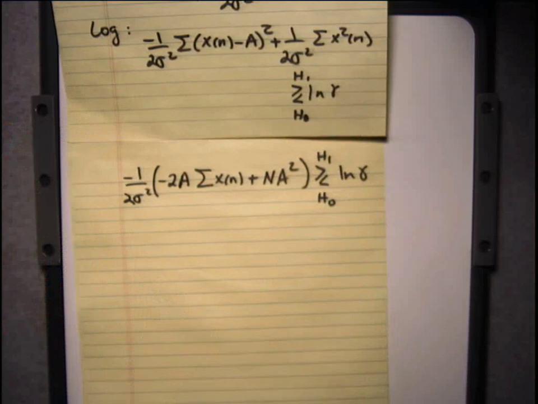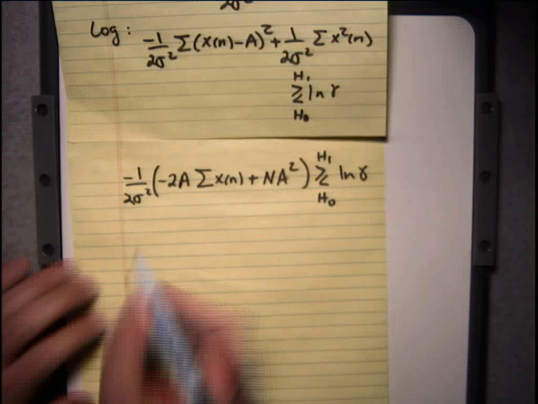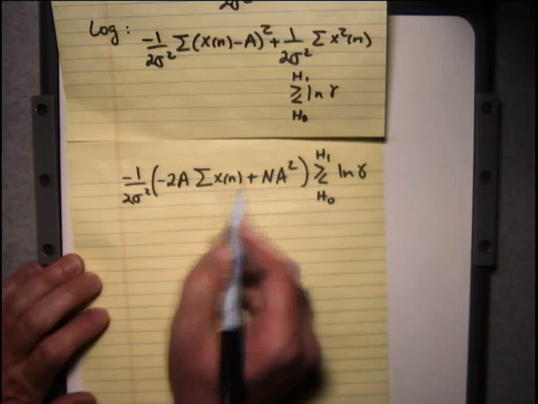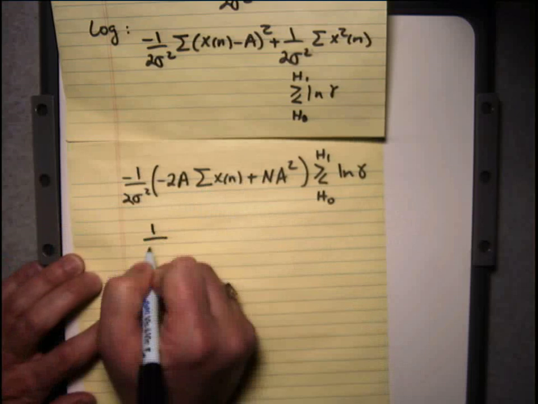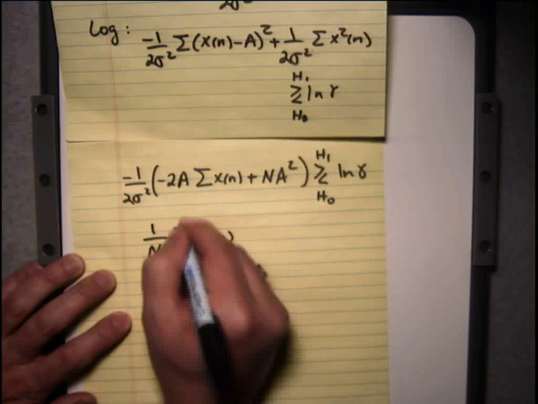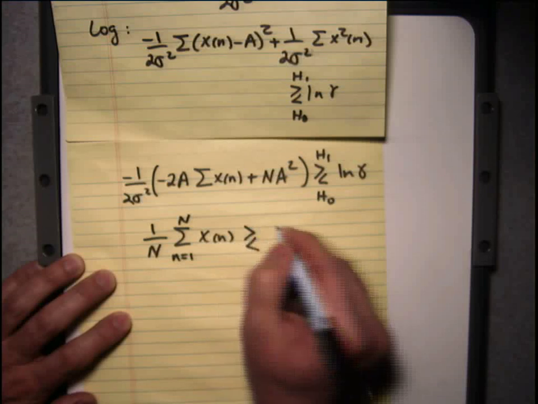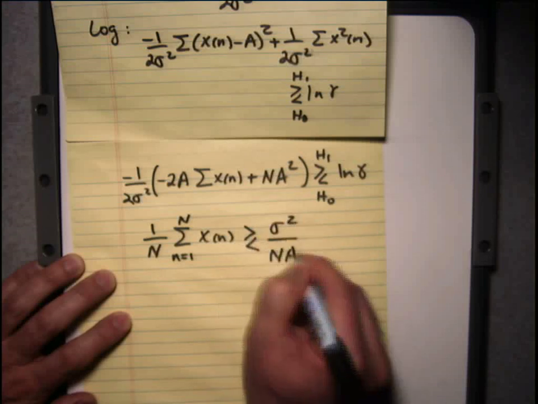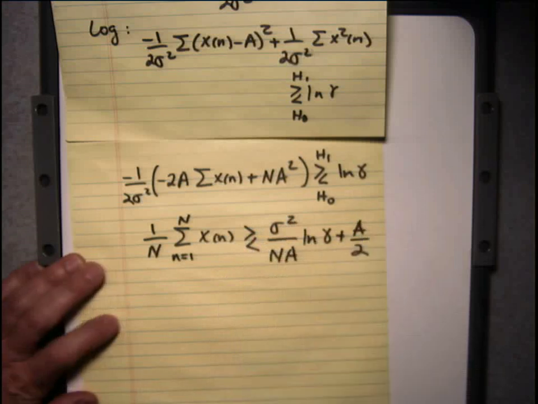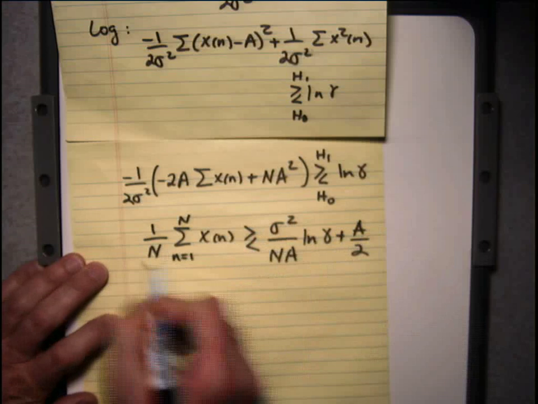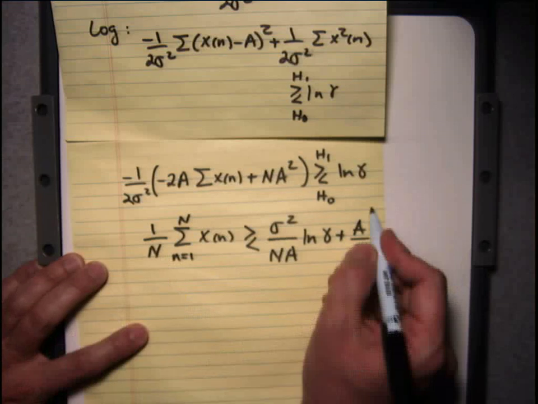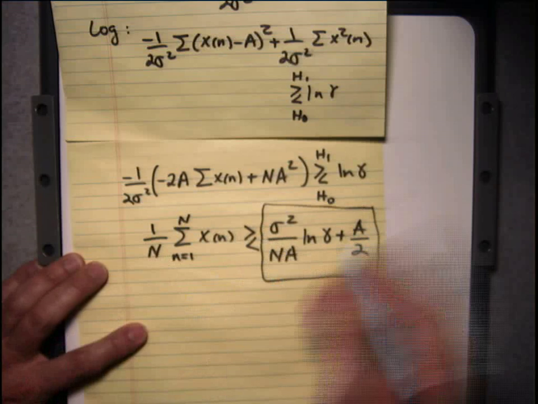All right, then just continue to simplify this and move things around so that the only thing left on one side of the equation is stuff that is related to x of n. So eventually you get an equation like this. Sum of x of n, n equals 1 to capital N, compared to sigma squared over N A times log of gamma plus A over 2. Okay. Now I've chosen to keep this 1 over N on this side. I don't have to. I can move this to the other side as well. Okay. And I can take this whole thing here and just call it another threshold, gamma prime.